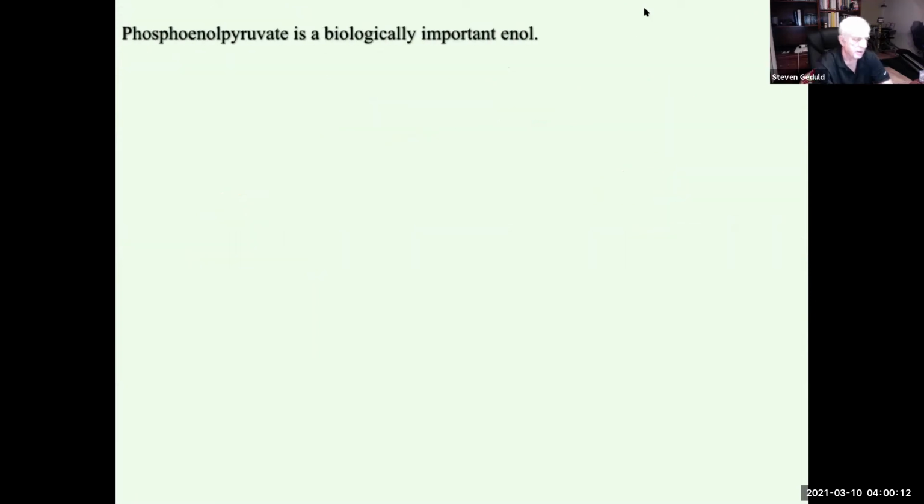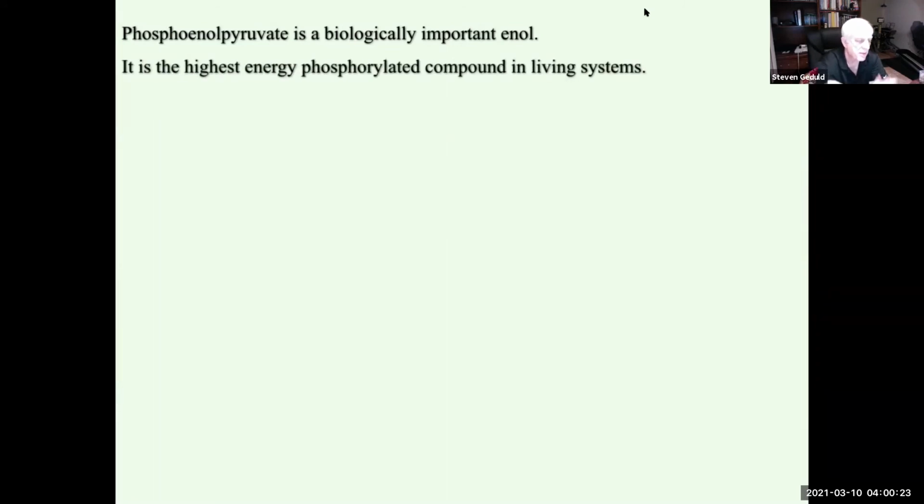Okay, phosphoenolpyruvate is a biologically important enol we're going to use. We'll be talking about that one. A high energy bond phosphorylated compound in living systems. This is what forms ATP. That should be familiar to a lot of people. This is your high energy phosphate bond. That's what produces energy in biological systems, allowing muscles to contract, allowing everything else to happen.